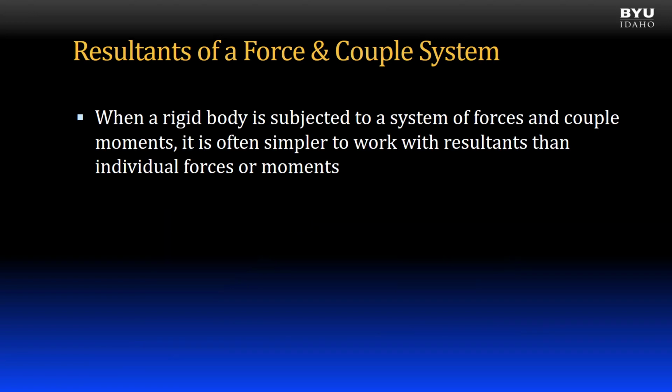Now let's look at the approach for finding an equivalent system for multiple forces and moments acting on a body simultaneously. The approach will be to find the resultant forces and moments. In other words, if I have several forces and moments on a body, I will combine them to simplify the whole system. Generally, I can reduce them to a single force and a single moment. This will make it easier to understand what is happening to the body.